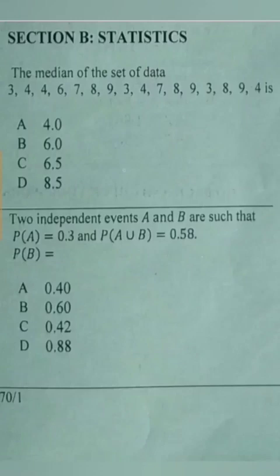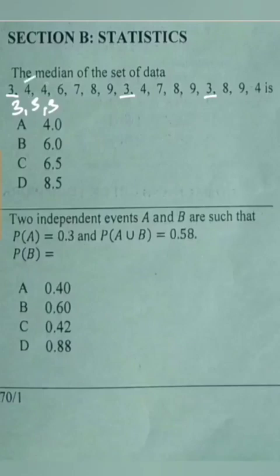In the first question of that section, we have the median of a set of data, with numbers listed here, and they want us to find the median. In order to find the median of a set of data that is given discretely, we start by arranging the set of data in increasing order. So I have 3, 3, 3. So 3 appears 3 times. I write 3, 3, 3.